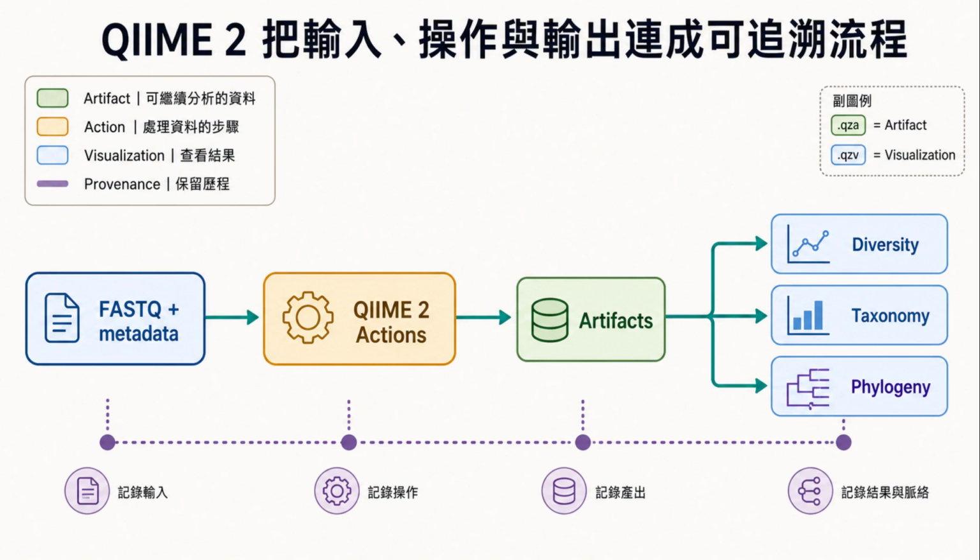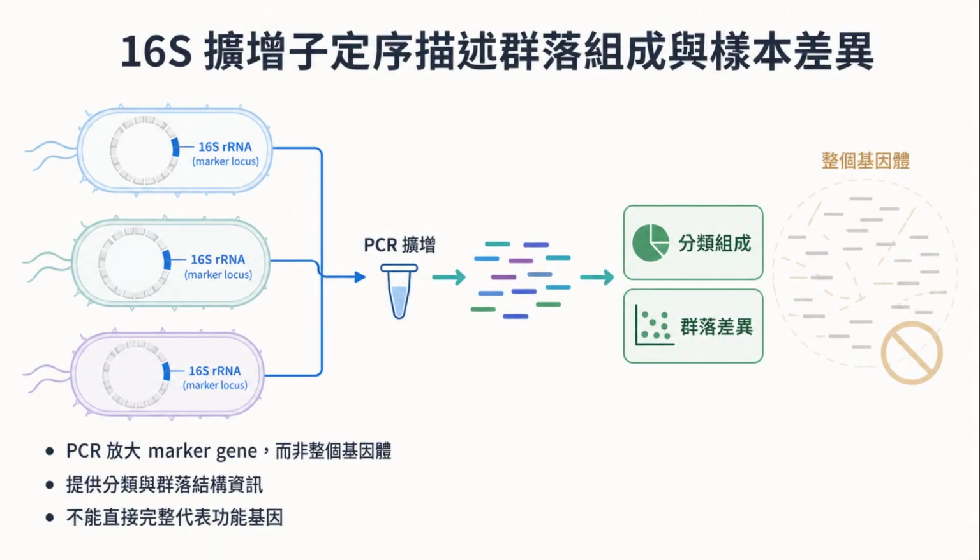In QIIME2, an artifact is a data object that can be used in subsequent analyses and usually has the file extension .qza. An action is a processing step performed on the data. A visualization is a file used to view results and usually has the extension .qzv. Provenance also records the input data, parameters, and analysis history, allowing us to go back and confirm exactly how each result was generated. Let us first clarify what questions 16S amplicon sequencing can answer.